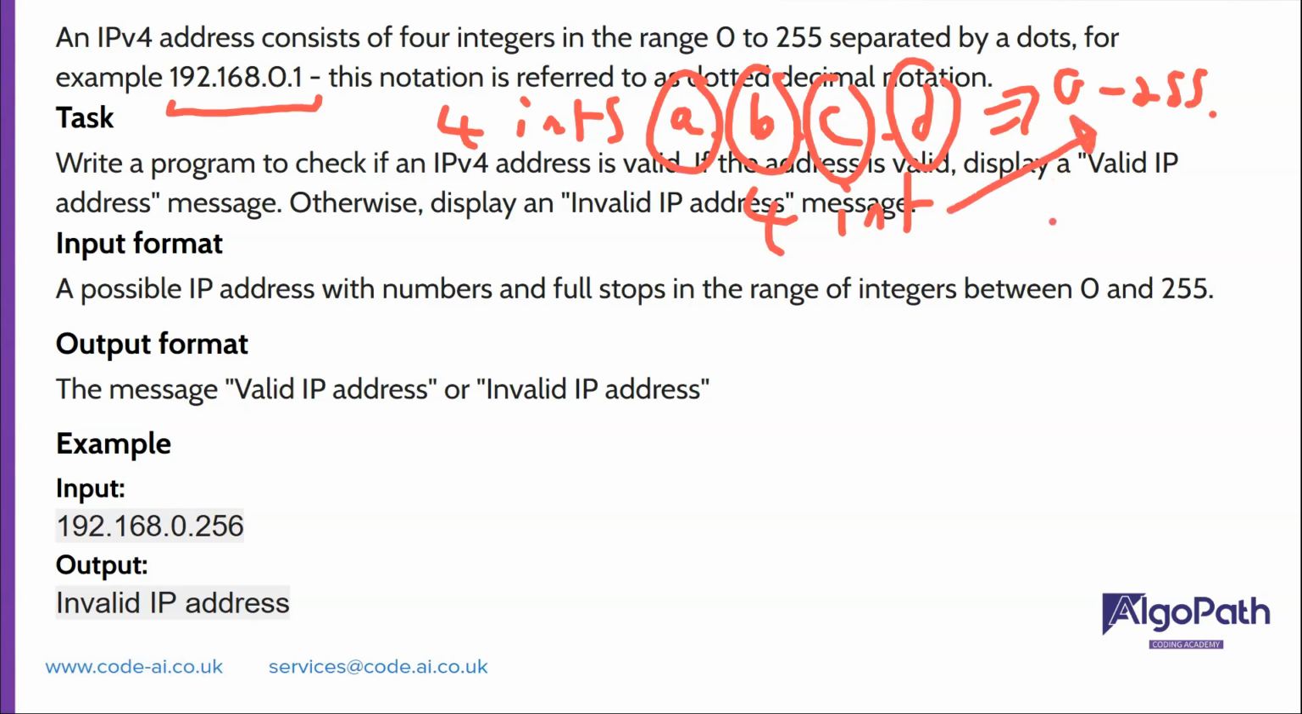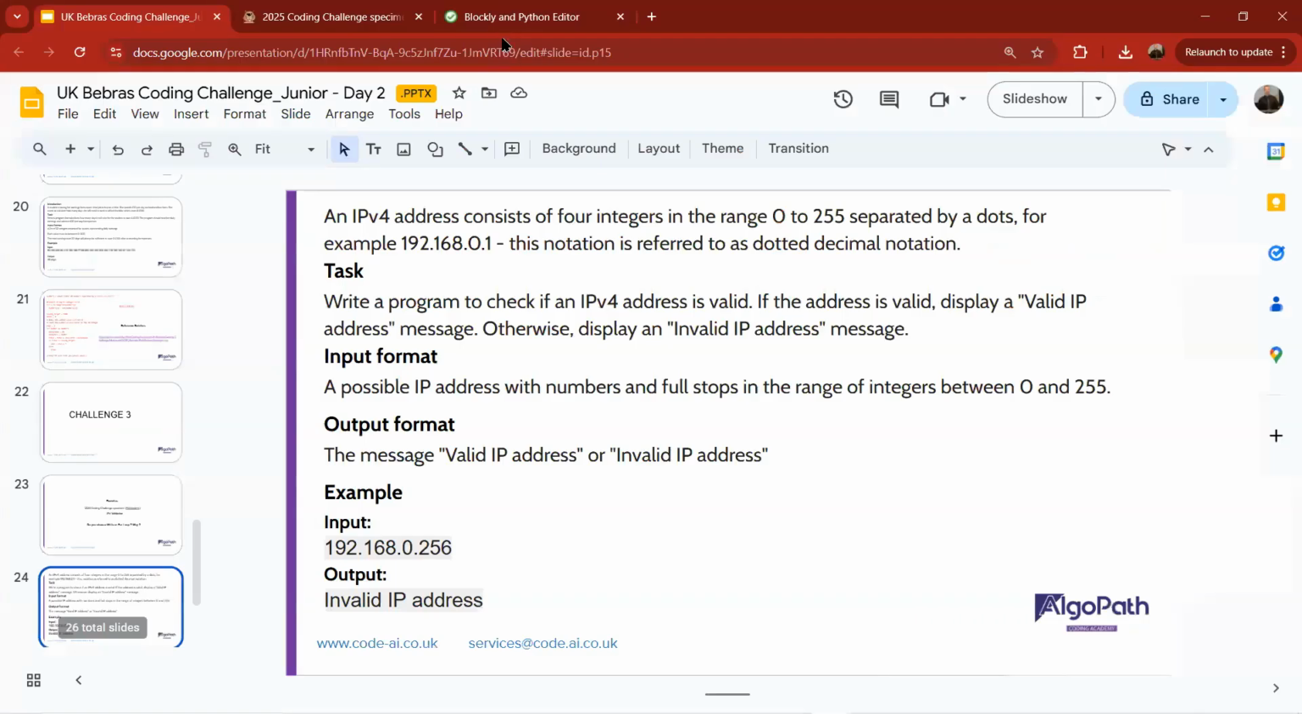If the answer is yes, then it's valid. If the answer is no, then it is invalid. That essentially is all we have to do here. Obviously, it's a little bit more tricky to do that, but let's go over to the code and see what we can do.